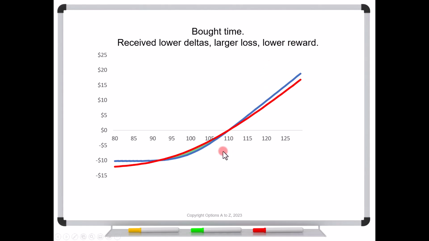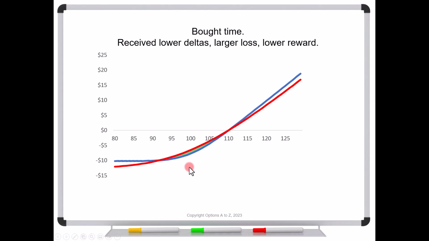Now also, if we really want to focus on this slight benefit to the downside, remember the reason that this red line sits above the blue right now is because there's more extrinsic value in the red. But you had to pay for that. And that's going to be slowly bleeding away. You've now exposed yourself to higher theta.